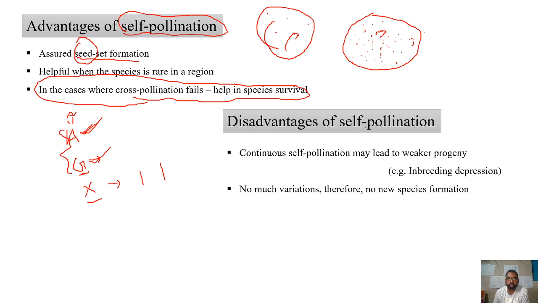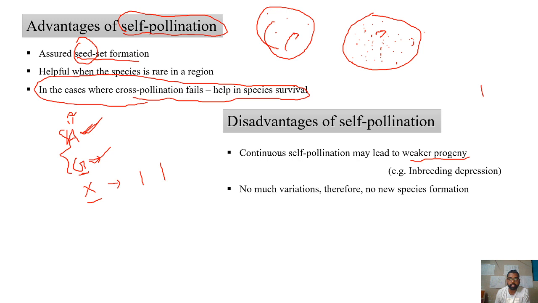Next, coming to the disadvantages of this. Continuous self-pollination may lead to weaker progeny. You might have studied earlier that marriages among close relatives may lead to some kind of genetic disorders.